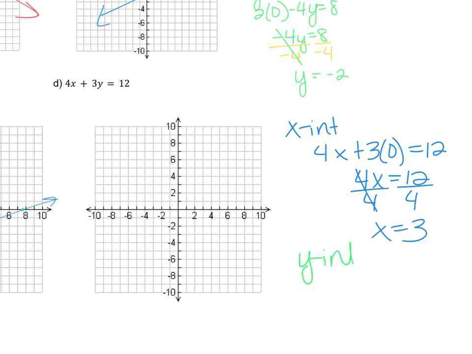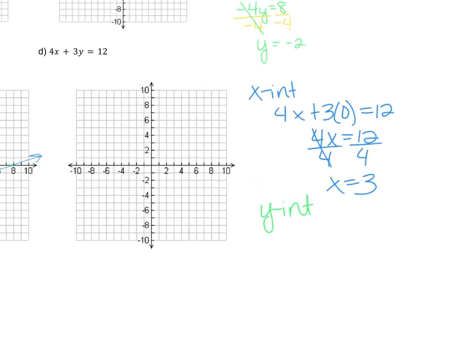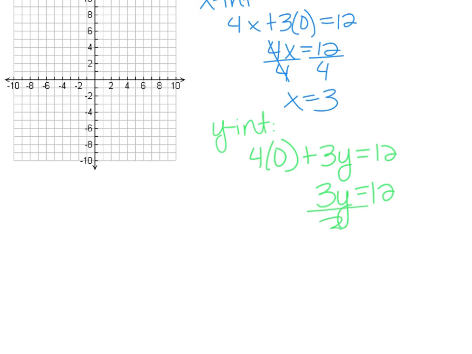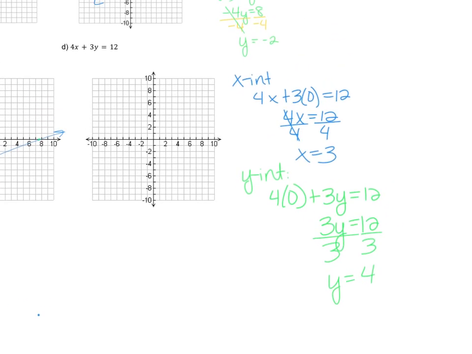The y-intercept. Y-intercept is when what equals 0? Well, that would be when x equals 0. So I have 4 times 0 plus 3y equals 12. So 3y equals 12. Divide by 3. So your y-intercept is 4.